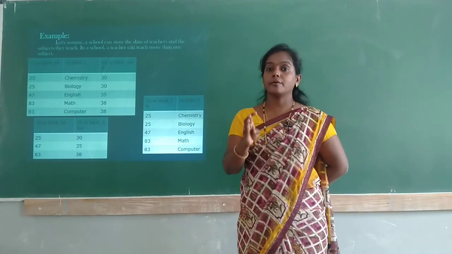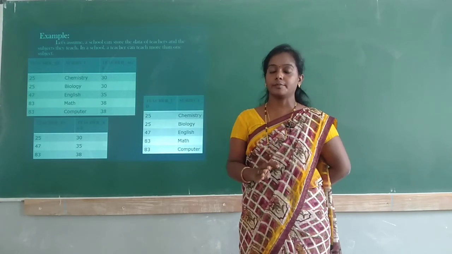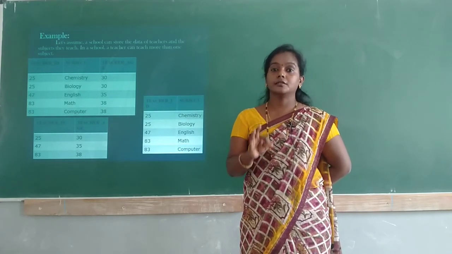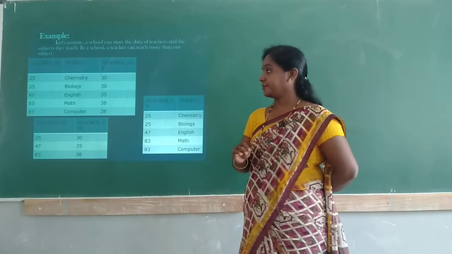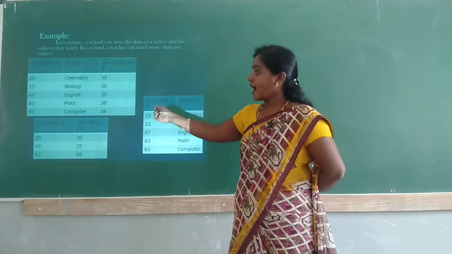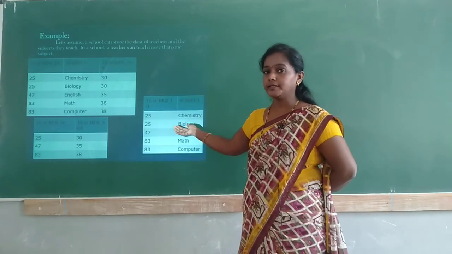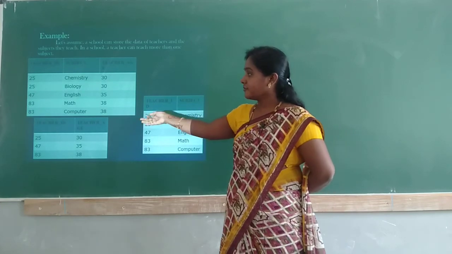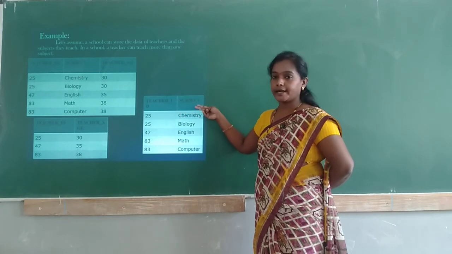First, it should have atomic values, that means it should be in the first normal form. Second, the non-key attributes should be functionally dependent on the key attributes. That means here teacher ID is the key attribute, and we are dividing the table into two parts. First is teacher age, and next we have teacher ID and subject.